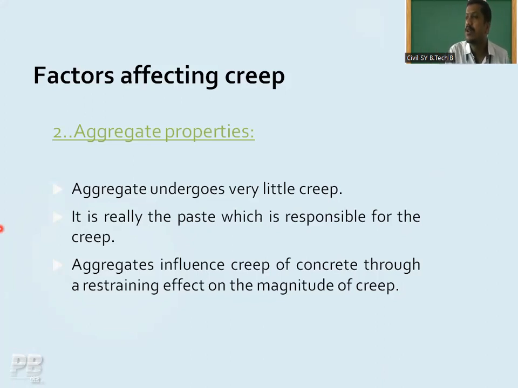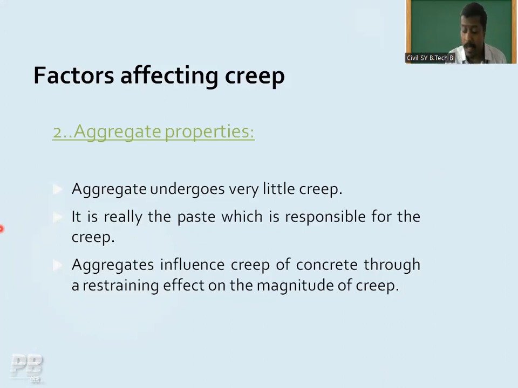Aggregates influence creep of the concrete through the restraining effect on the magnitude of this particular creep. So our coarse aggregates are not very much responsible, I can say, for happening of the creep, because they are tough enough to sustain the load. Their load carrying capacity is very good. Their basic role is to impart the strength. So that is why they may face very little creep.